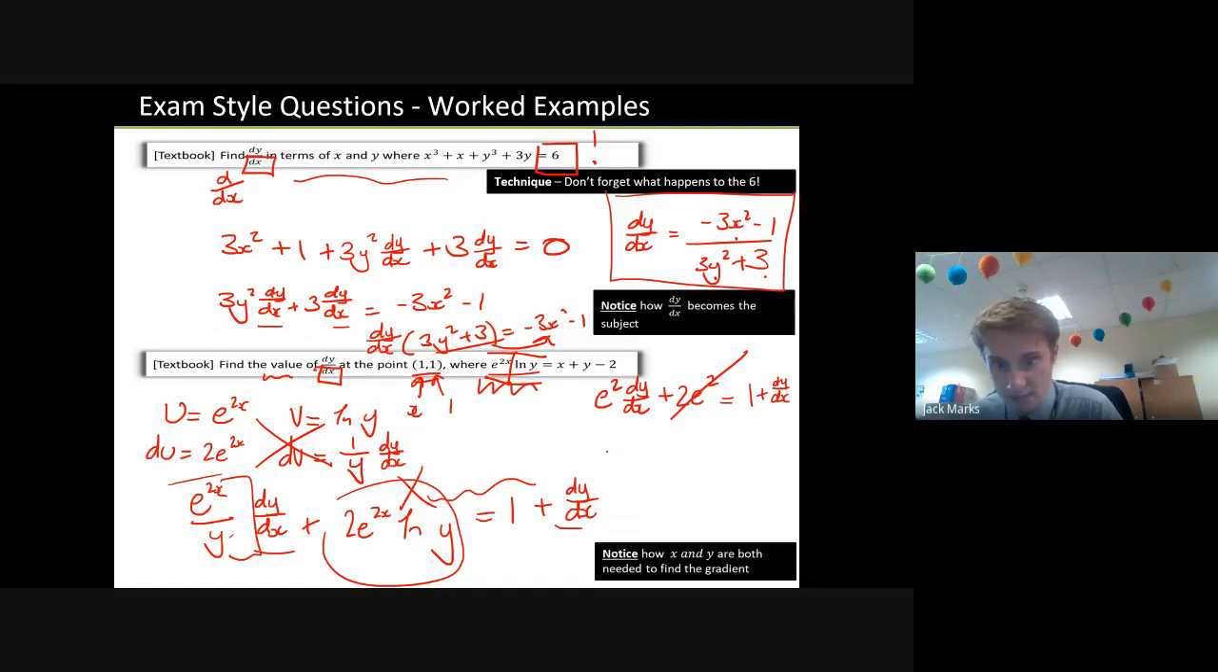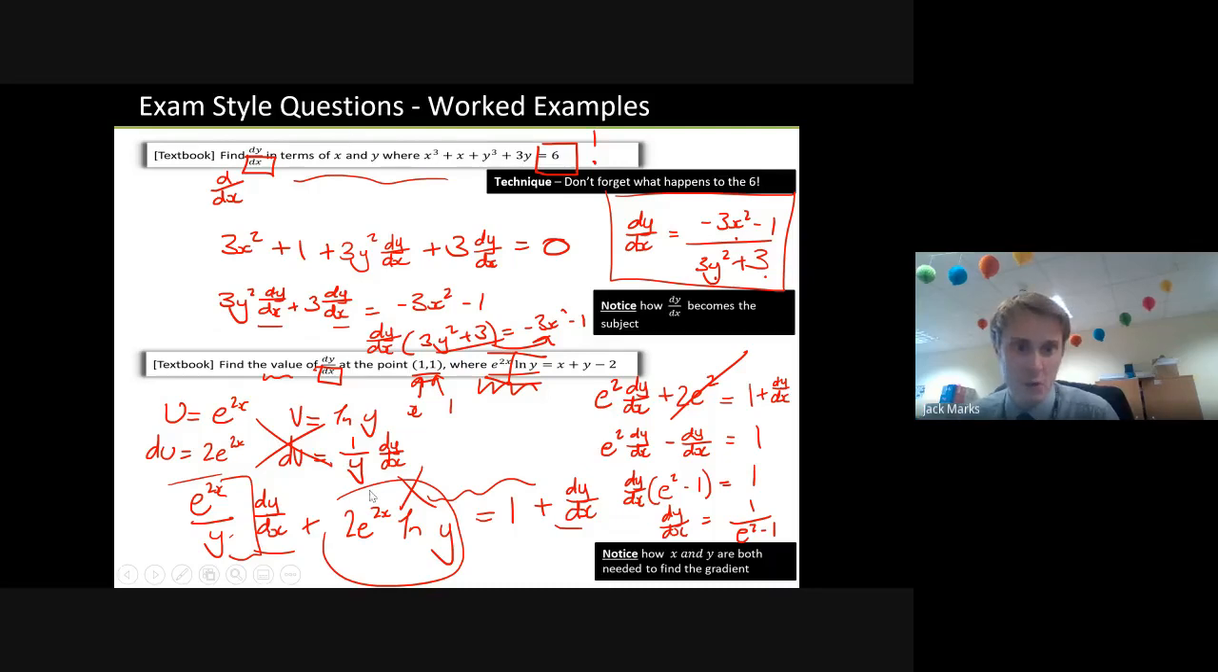Get the dy/dx's on both sides. So let's say e² dy/dx minus, bring that one over, dy/dx equals 1. Factorize the dy/dx out. There's no way to get around that. e² minus 1. And there we go. 1 over e² minus 1 should be the answer.